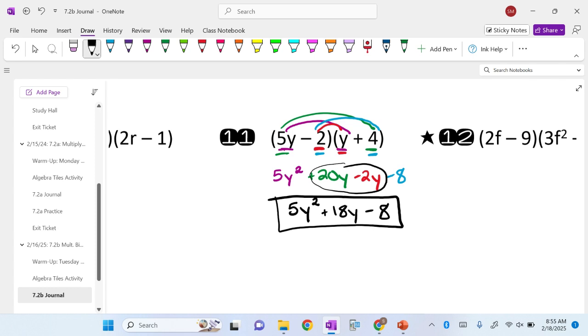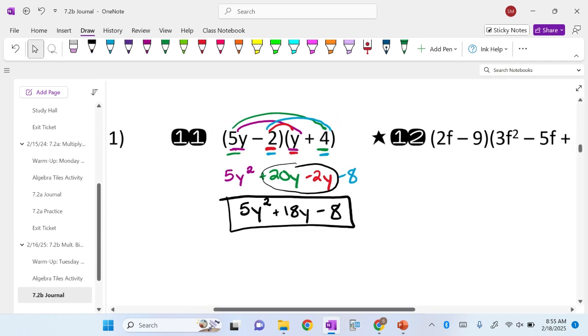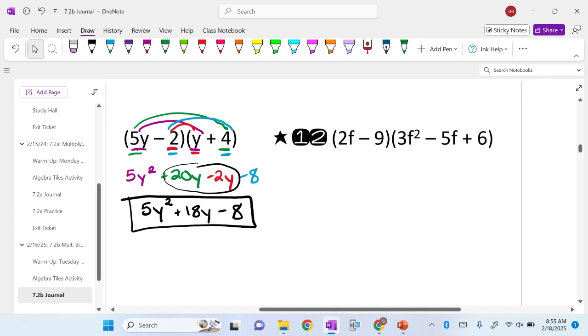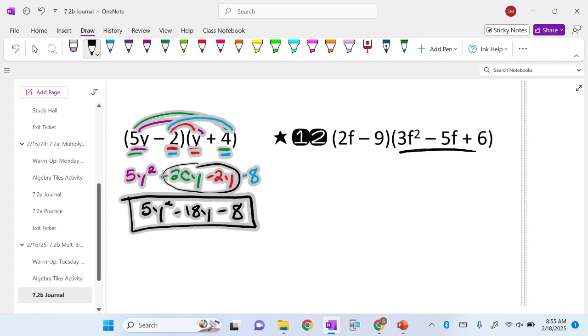All right. One more. So let's look at number 12. Now, number 12 is a little bit different than what we've been doing. What's the difference? There's an extra term. So in reality, we're multiplying a binomial by a what? What's this type of polynomial called? It's a trinomial. So we're multiplying a binomial by a trinomial.